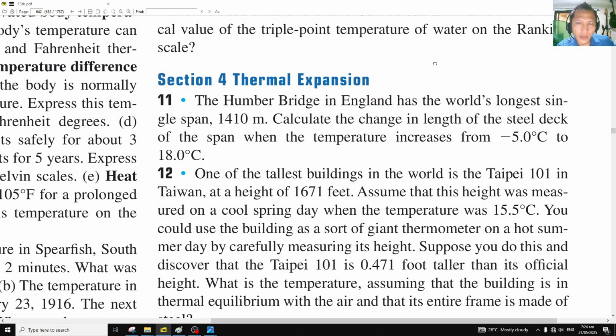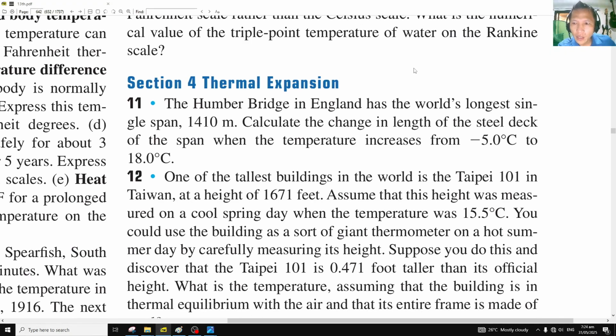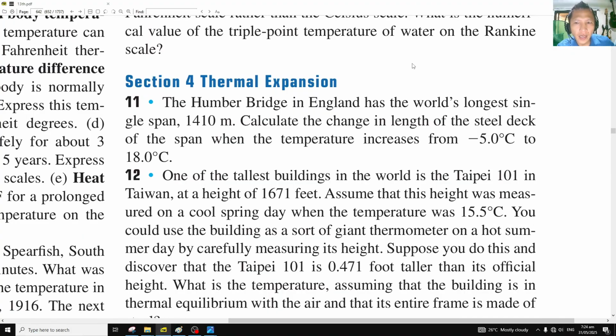Okay, next problem. Thermal expansion. This part is actually also covered in chemistry, so I'll include it, I'll include everything. But this one is more physics.